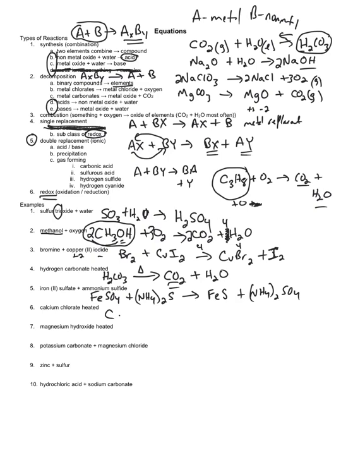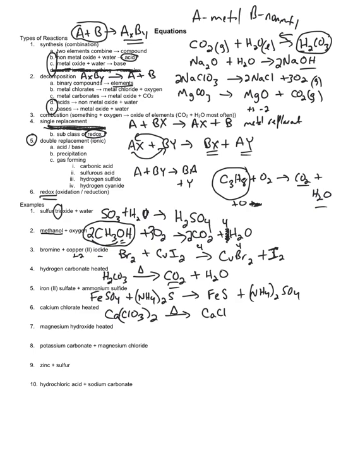Calcium chlorate is heated. Chlorate has got a -1 charge. Calcium is +2, so we need a 2 to 1 ratio. Again, it's heated, so it's decomposed. This is the decomposition of a chlorate, and if you look above, what do they decompose into?